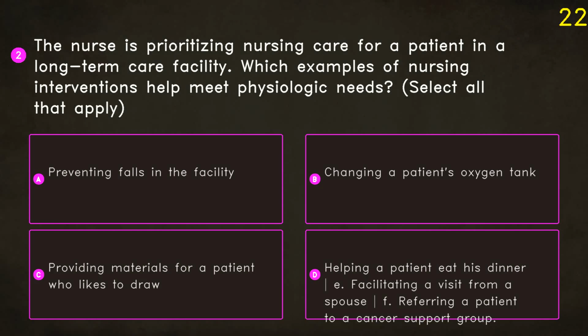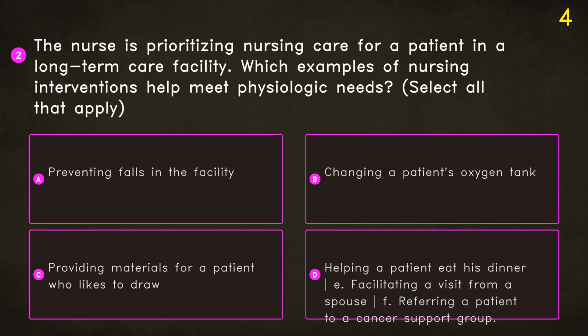Question 2. The nurse is prioritizing nursing care for a patient in a long-term care facility. Which examples of nursing interventions help meet physiologic needs? Select all that apply. A. Preventing falls in the facility. B. Changing a patient's oxygen tank. C. Providing materials for a patient who likes to draw. D. Helping a patient eat his dinner.